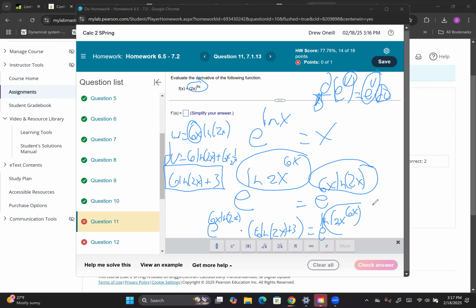Okay. So that's the answer. It'd be 2x to the 6x times 6 ln 2x plus 3. Okay. So that's that one. The next one is a little worse. It's a little bit worse than this.